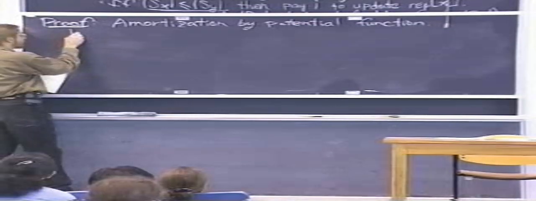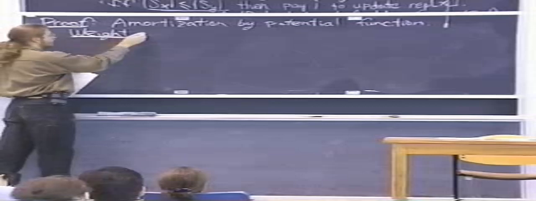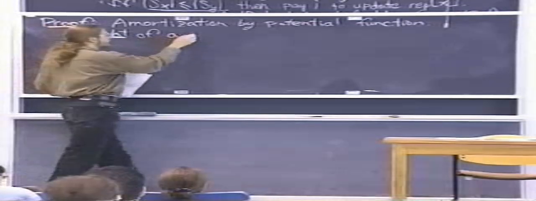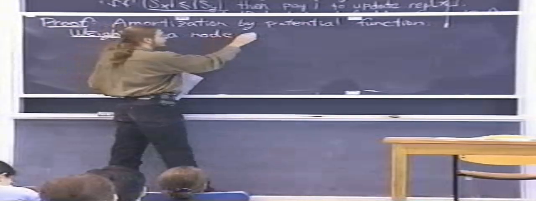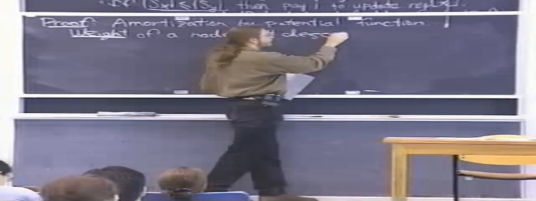Okay, so I want the notion of the weight of a node. We've seen the weight of a tree. The weight of a node is the number of descendants it has, the number of nodes in that subtree.